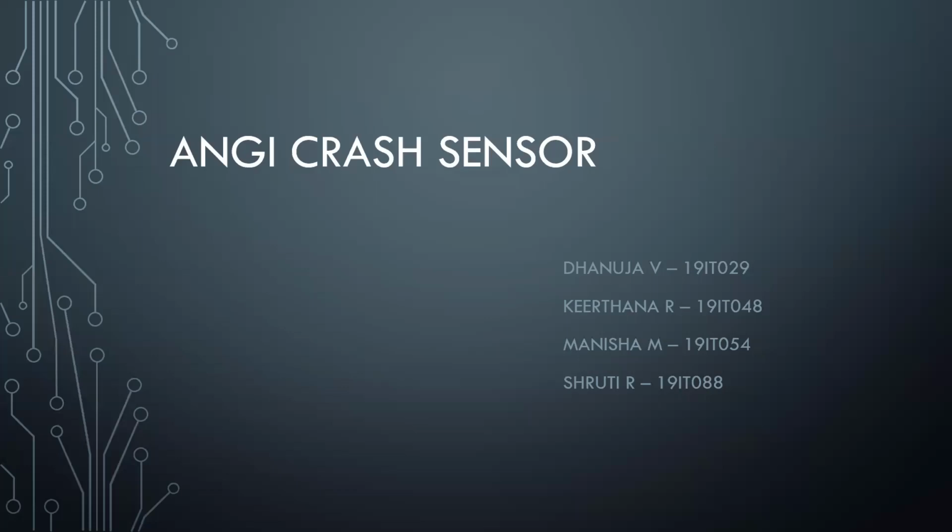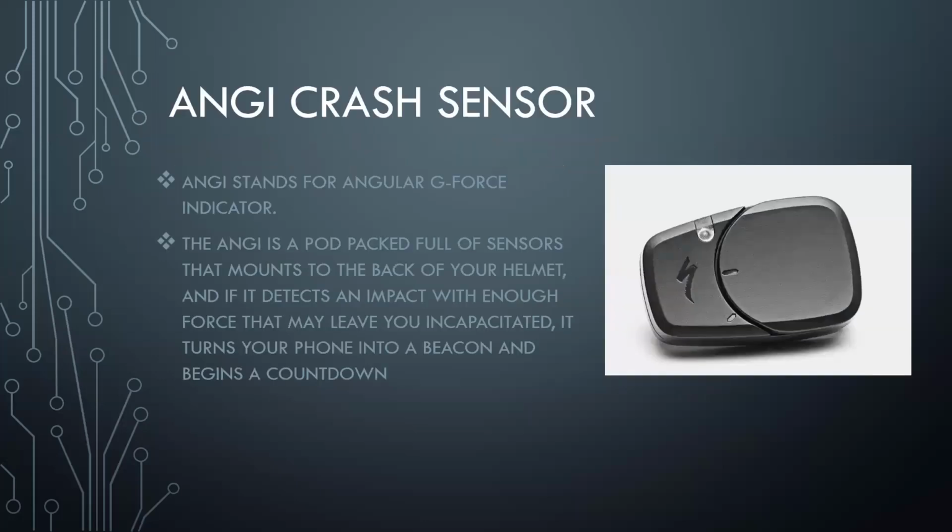So good evening all. Now we are going to talk about one of the sensational IoT products, which is the ANGI crash sensor. It is a bike helmet and crash sensor. To detail about that, ANGI stands for Angular G-form Indicator, and ANGI is a pod packed full of sensors that mounts to the back of your helmet, and if it detects an impact with enough force that may leave you incapacitated, it turns your mobile into a beacon and begins to count down.